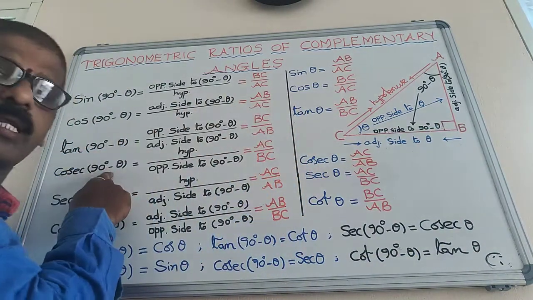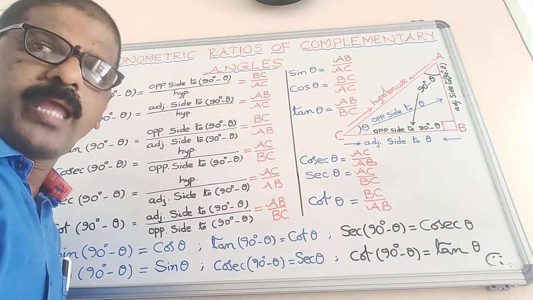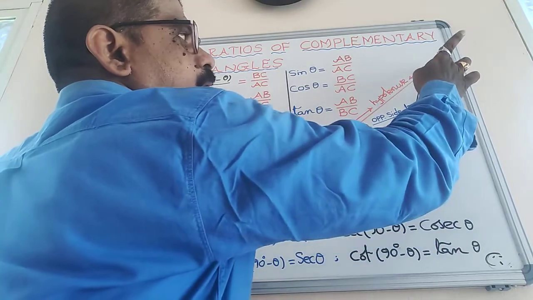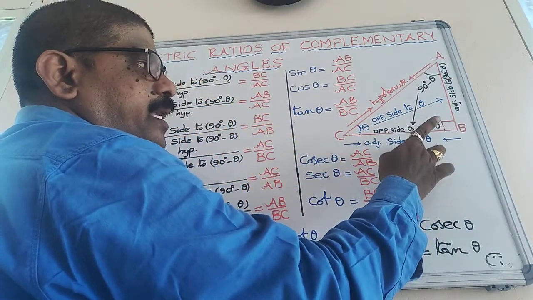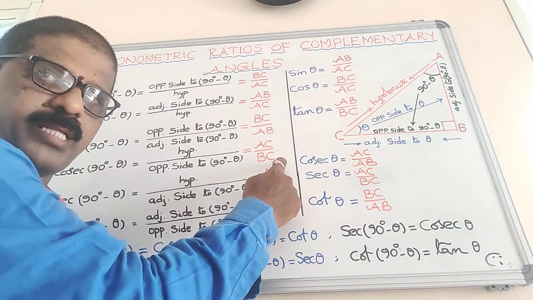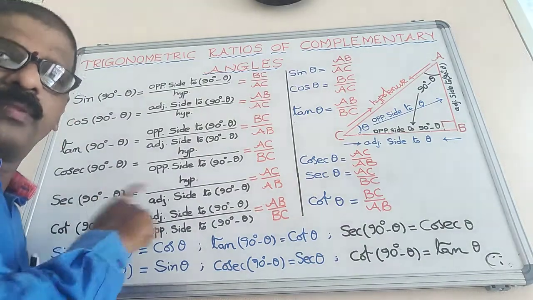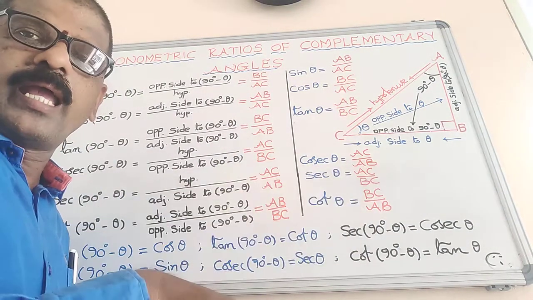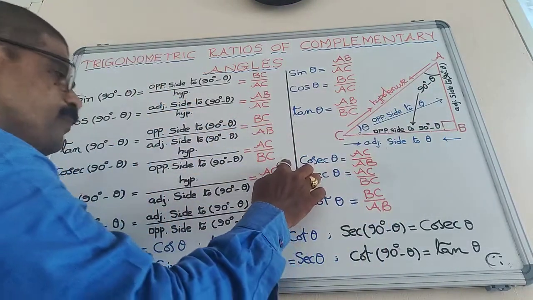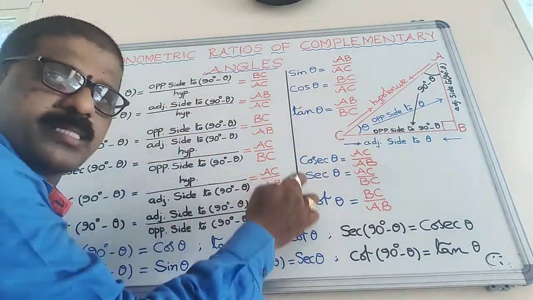The next one is cosecant 90 minus theta. Cosecant 90 minus theta definition is hypotenuse by opposite side to 90 minus theta. Hypotenuse is AC. Opposite side to 90 minus theta is BC. We can write cosecant 90 minus theta is AC by BC. The next one, secant 90 minus theta. Definition is hypotenuse by adjacent side to 90 minus theta. Now hypotenuse is AC. Adjacent side to 90 minus theta is AB. Now we can write AC by AB.